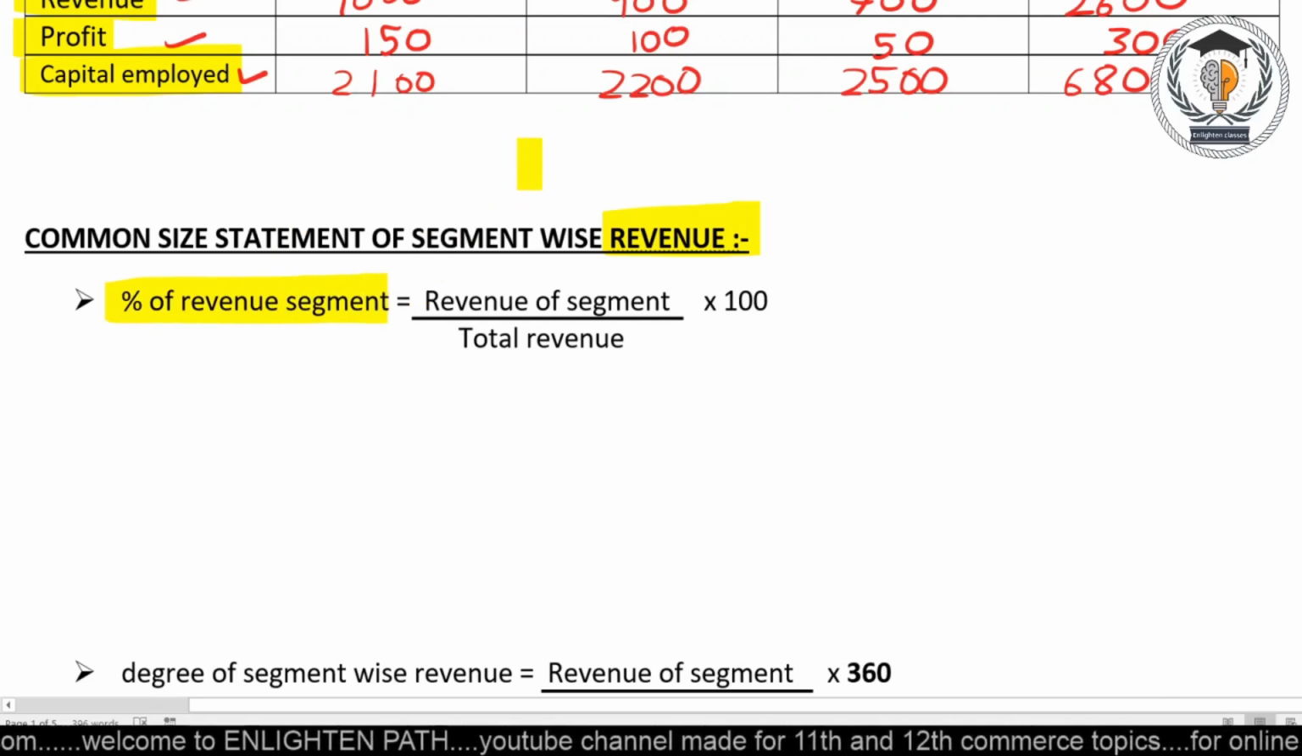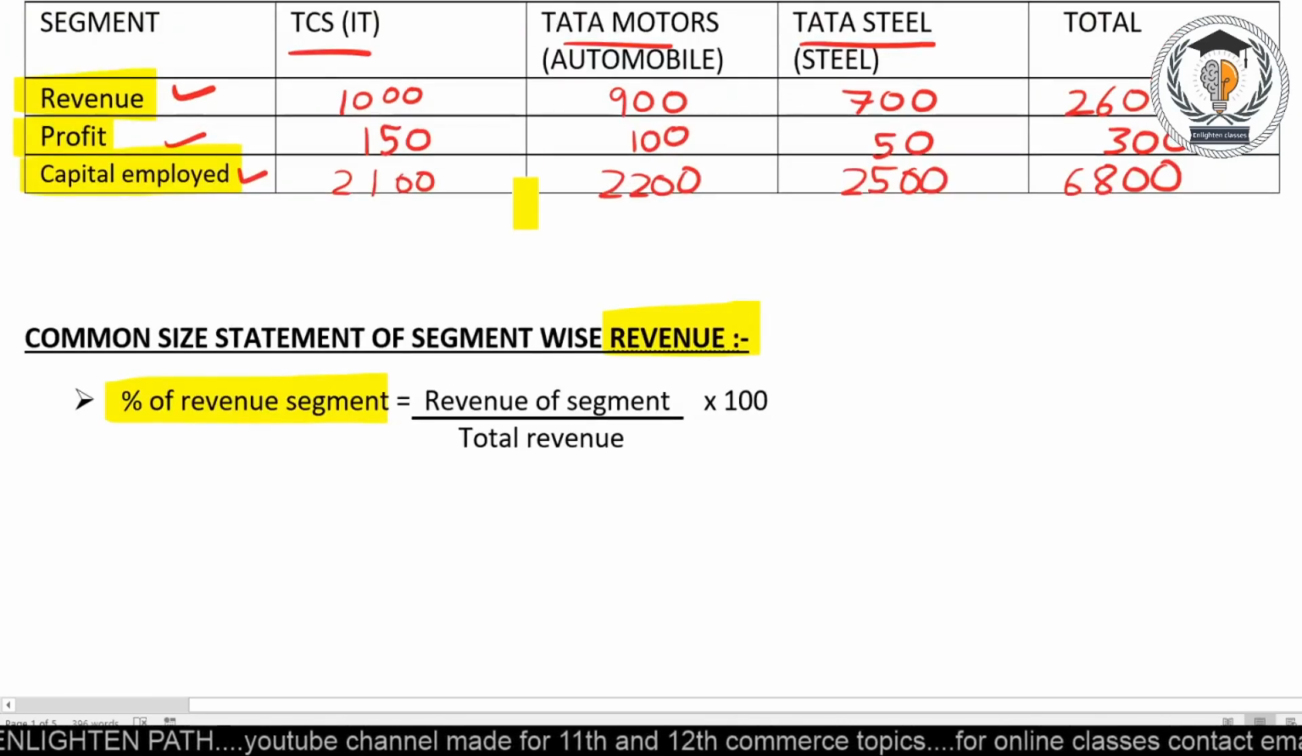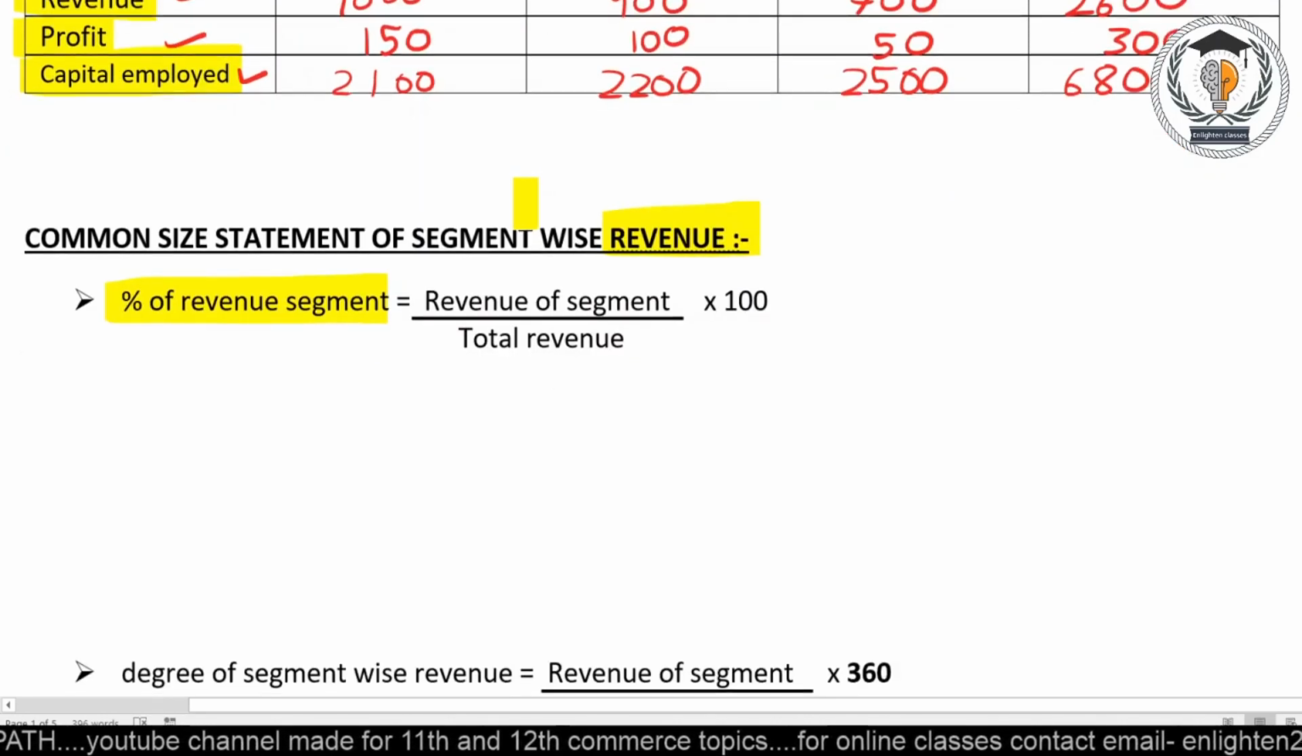So percentage formula is too easy. You have to write the revenue of segment upon total revenue. We have already found the total amount. So we have to divide it by total and multiply by 100. So we will get the percentage. So here we have to find for all the segments.